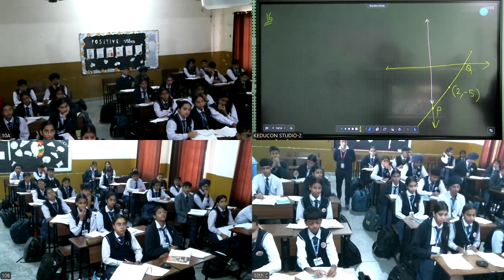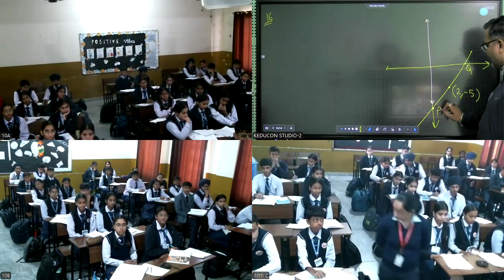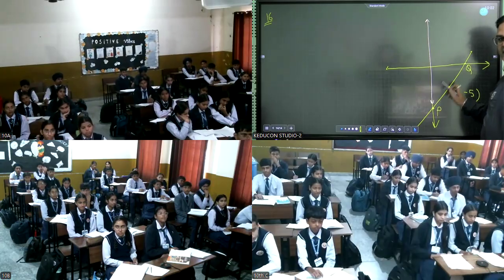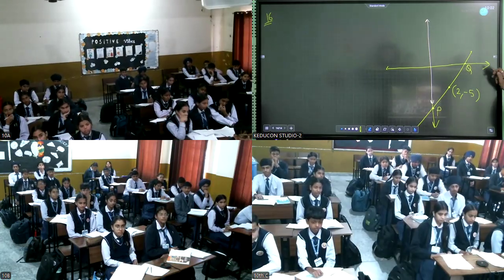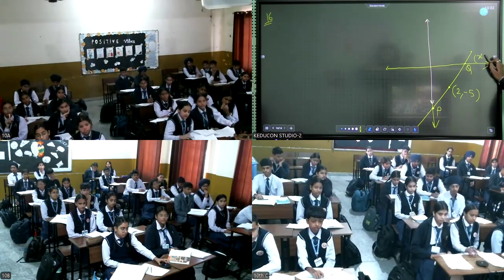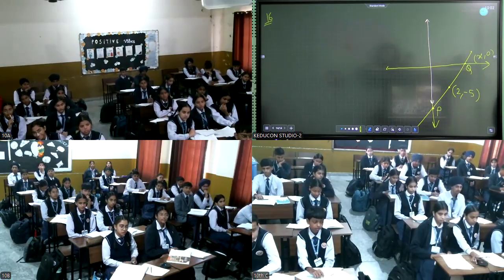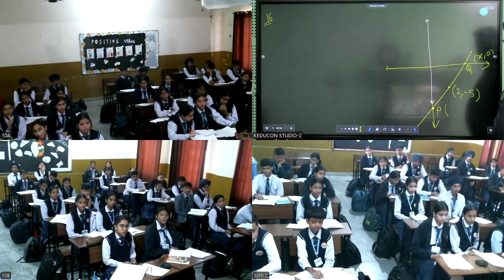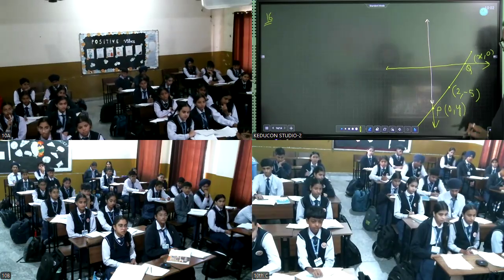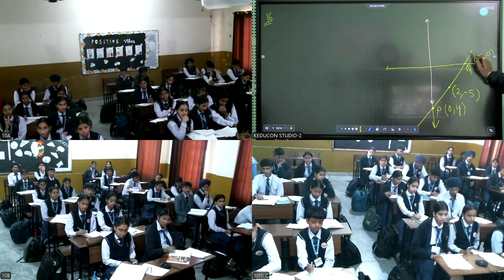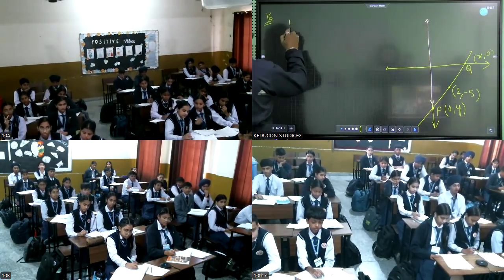Now, what it is given, the line cuts the x-axis at Q and y-axis at P. Now, tell me what will be the coordinate of Q? X comma 0. What will be the coordinate of P? 0, y. बस आपका हो गया क्वेश्चन. Now apply the midpoint formula in PQ. What will be the midpoint of PQ?